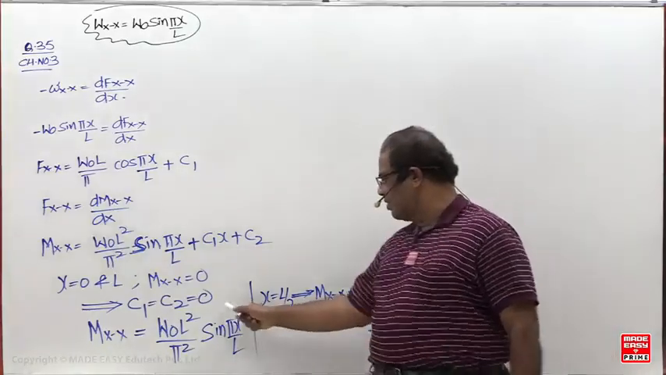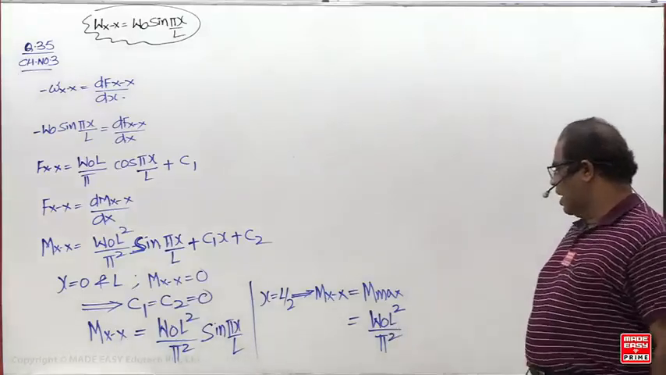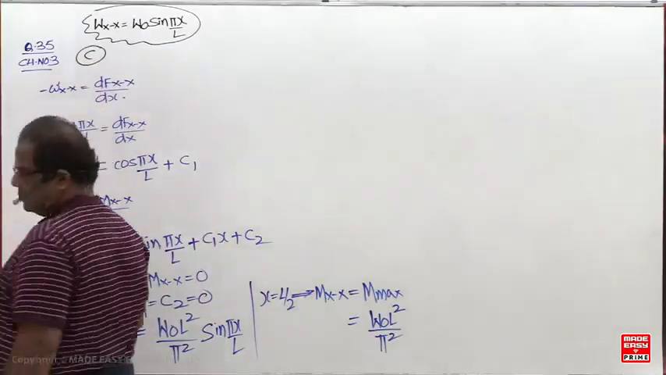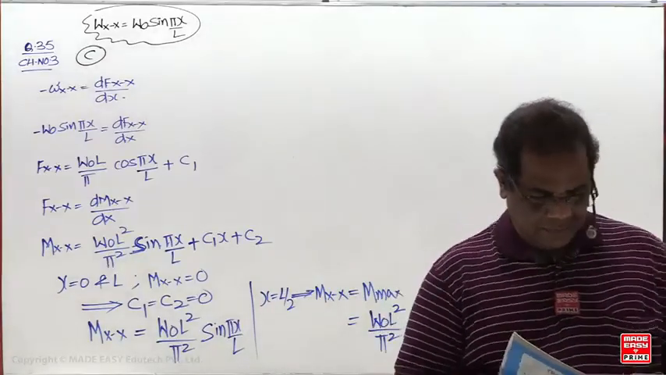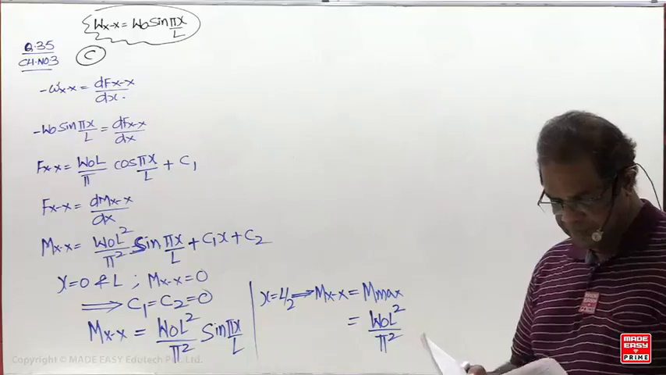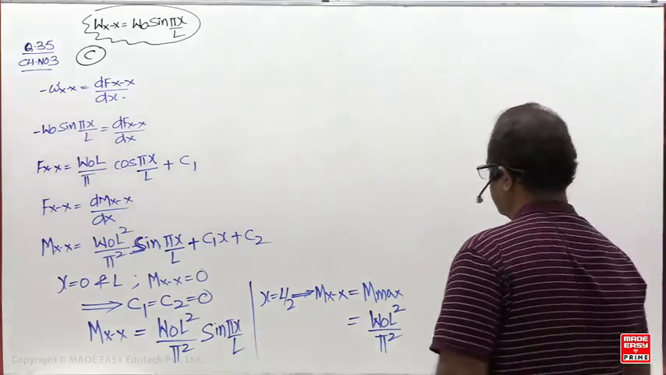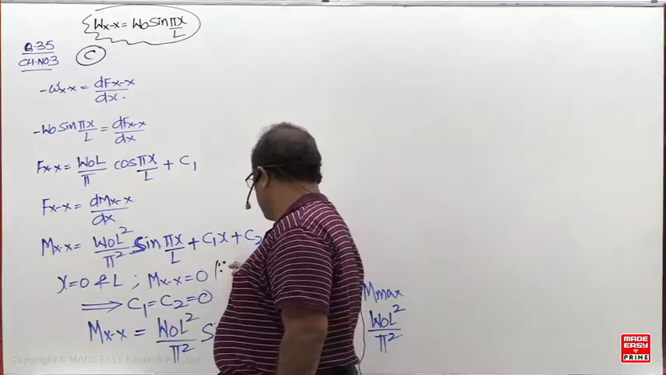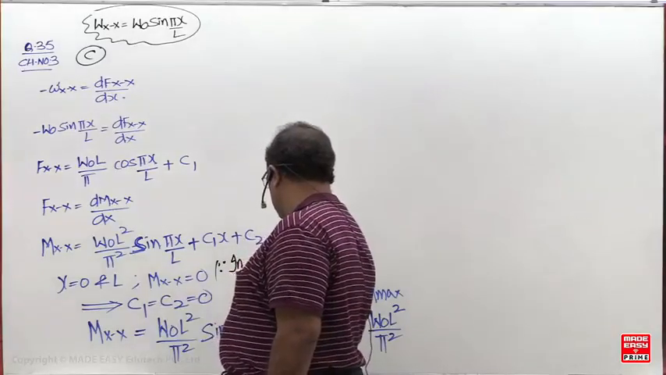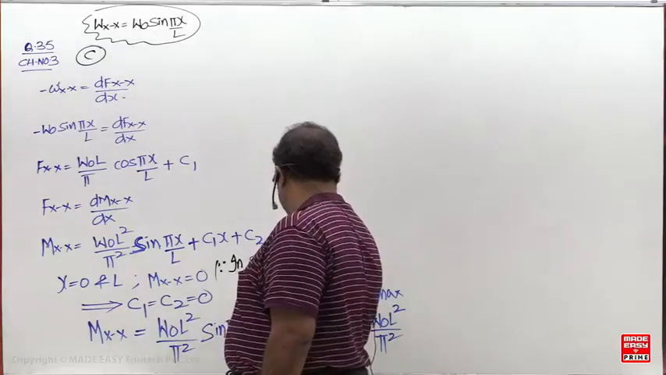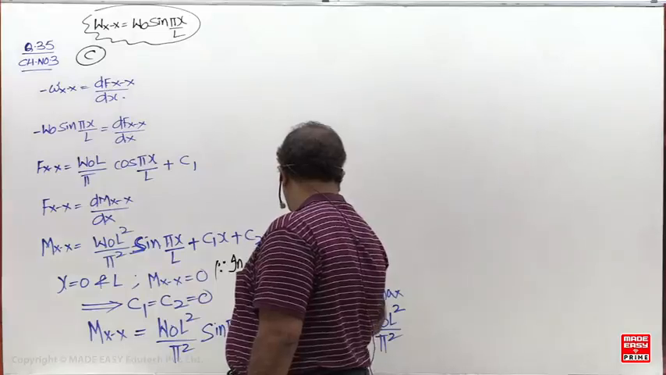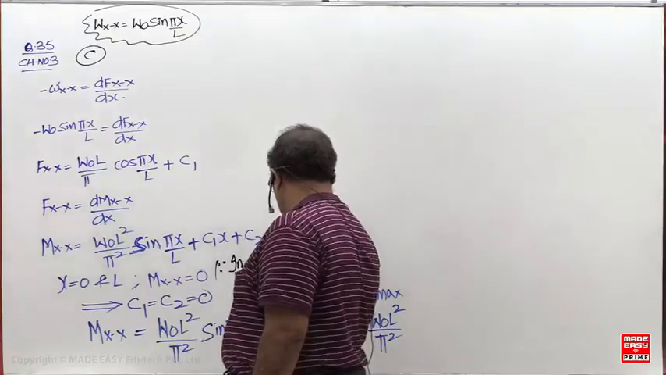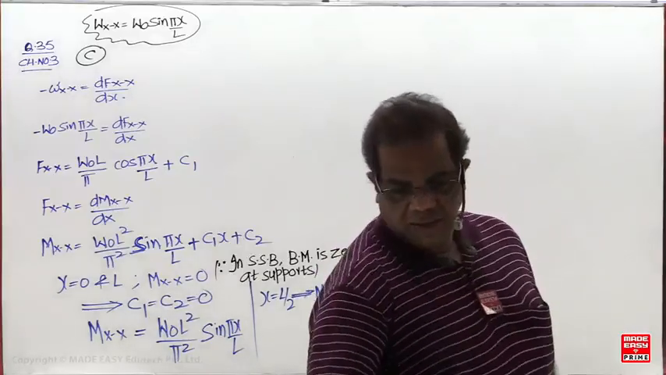Then you are going to get W L square by pi square. This sine term will become 1. So the maximum bending moment is W L square upon pi square. So what is the answer now? See the answer for this question. So this is the answer some of the friends were asking.